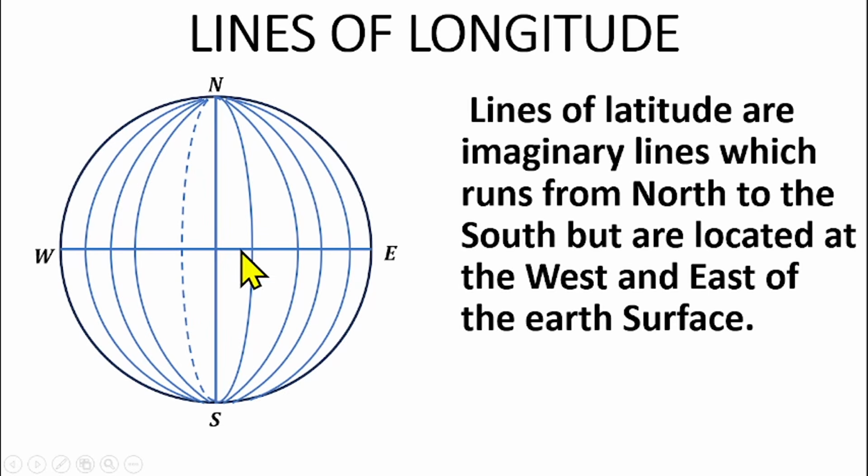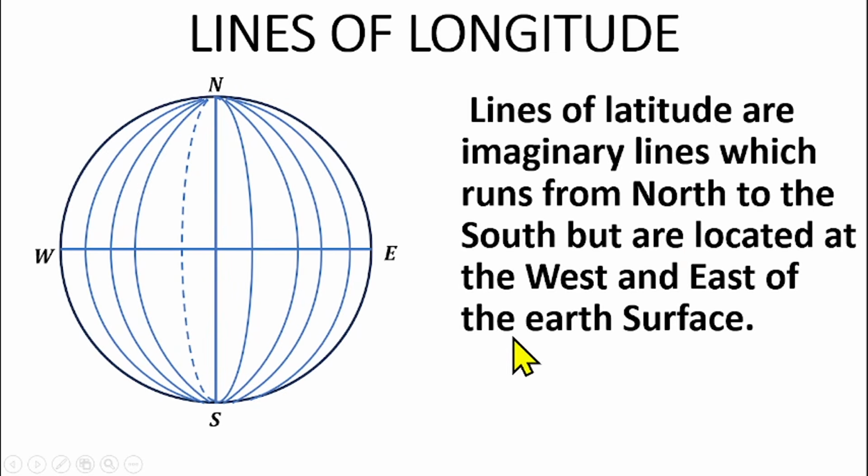Some of these lines run from the west to the east, and they are located at the north and the south of the Earth's surface, while some run from the north to the south, but they are located at the west and the east of the Earth's surface. So you should be able to differentiate between one and the other.